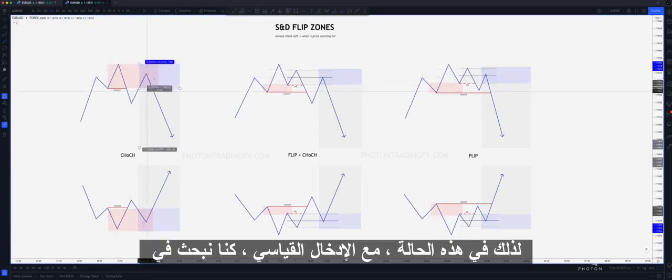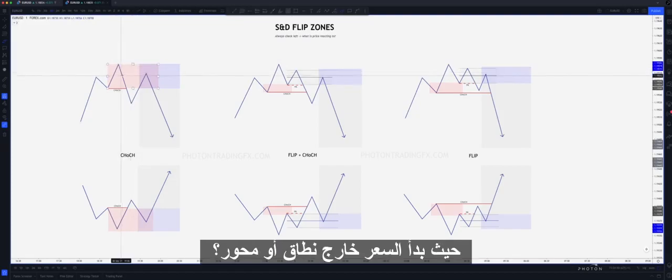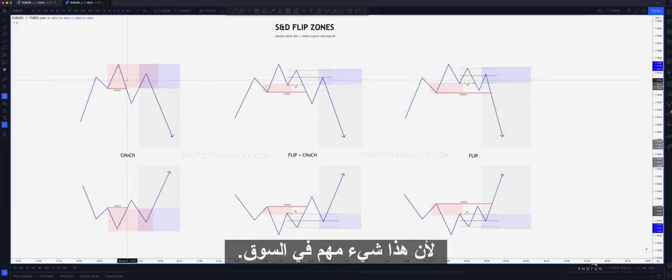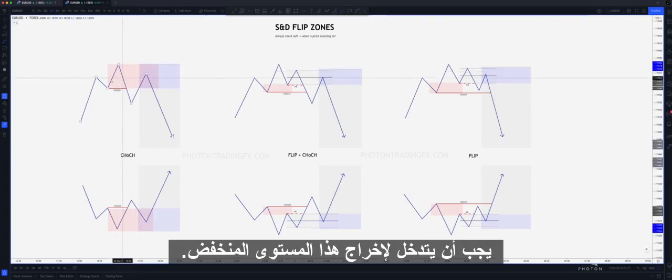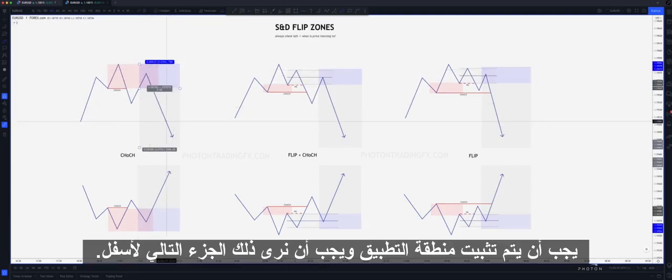In this case, with the standard entry we've been looking at in structural zones, instead of just drawing on any old supply zone where price initiated out of a range or a pivot, what we look for is the ones that caused breaks of structure, because that is something significant in the market. So we hope that when price returns, it was a lot of supply that had to step in to take out that low. Therefore, this supply zone should hold and we should see that next leg down.